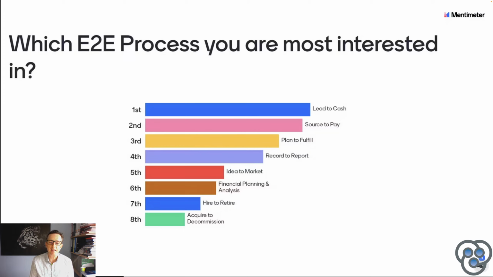Then fifth is idea to market, and sixth, financial planning and analysis. This is actually before the operational financials, also a part of financials. Then hire to retire, which is also important, of course, but maybe not at the top of the interesting list. And acquire to decommission is basically about asset management. How do you acquire assets, maintain them, and then manage them through their whole life cycle? So those were your preferences on what is most interesting to you. That's also good to know.